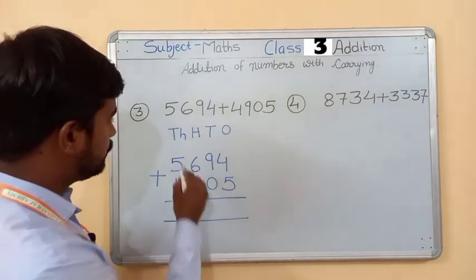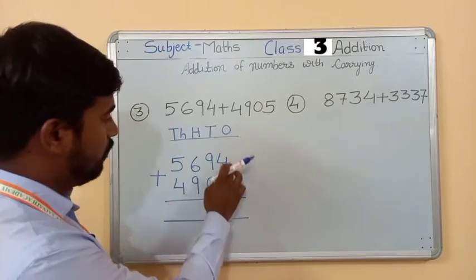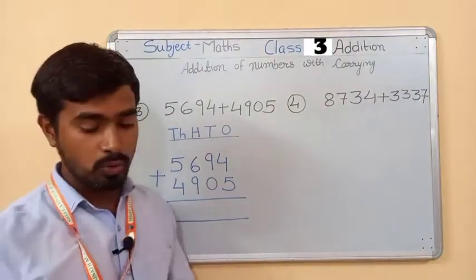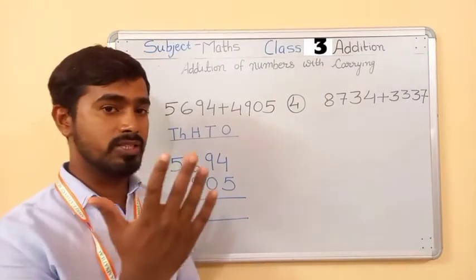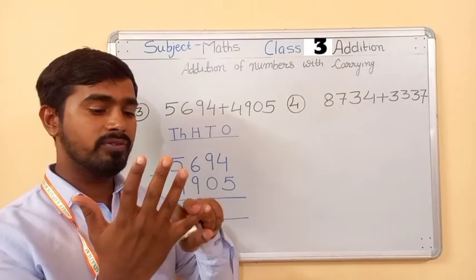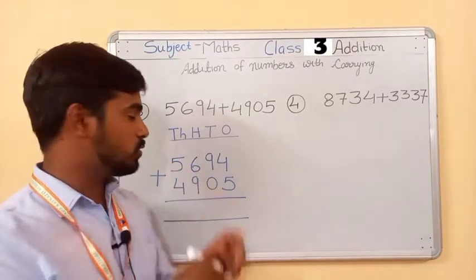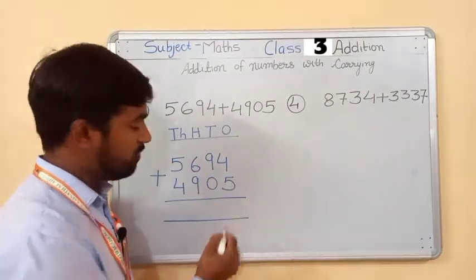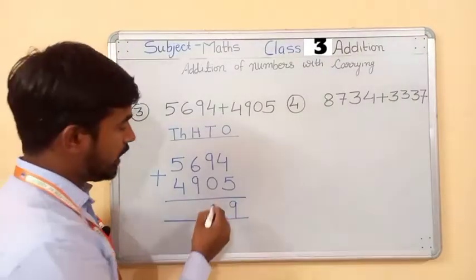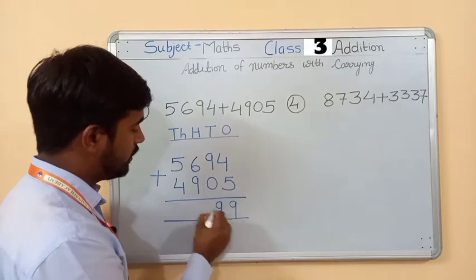Now add 4 plus 5. We can use our fingers to add. 4, and now add 5: 5, 6, 7, 8 and 9. So 4 plus 5 is 9. Then 9 plus 0 again gives the same number, 9.